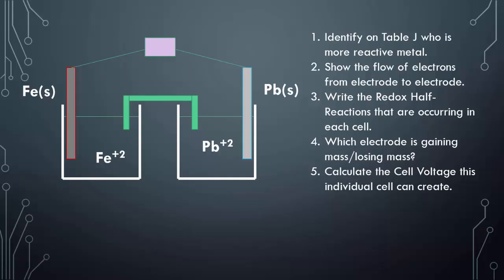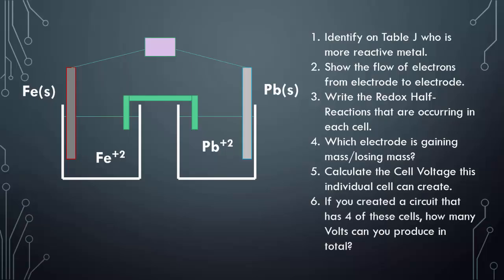And, thinking outside of the box, if you can calculate number 5, then if you have 4 of these different voltaic cells, how many volts in total can you produce? That is your homework for tonight. I'll be checking that in class tomorrow, and if you have any questions, I'll be glad to go over with you guys.